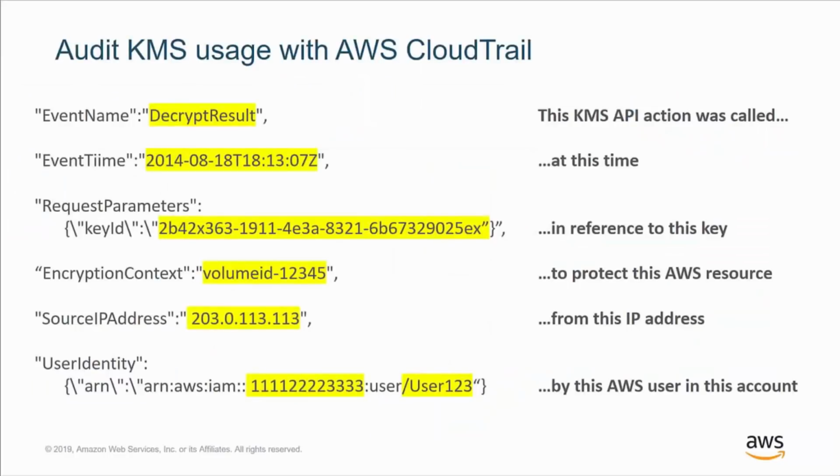I mentioned that all activity associated with CMKs, whether they be owned and managed by you or by the AWS service in question, is tracked in CloudTrail. Here's an example of a CloudTrail entry showing the API request, when it was made, which key it was made in reference to, what resource the action was applied to, the IP address, and the identity of the user and account, for example. So all aspects of key usage are tracked.